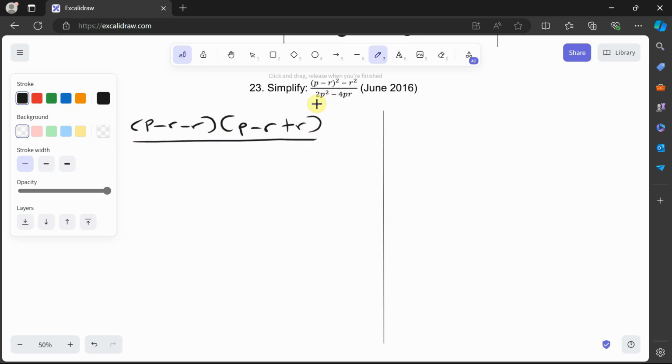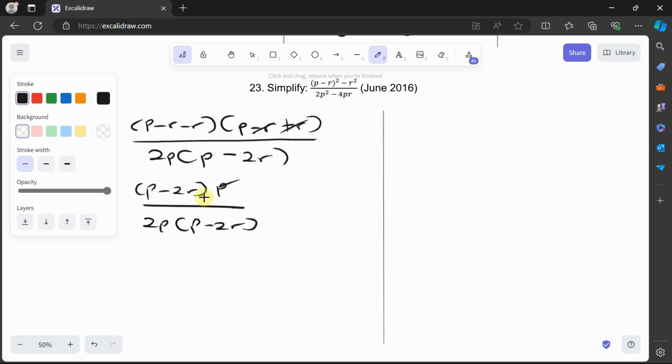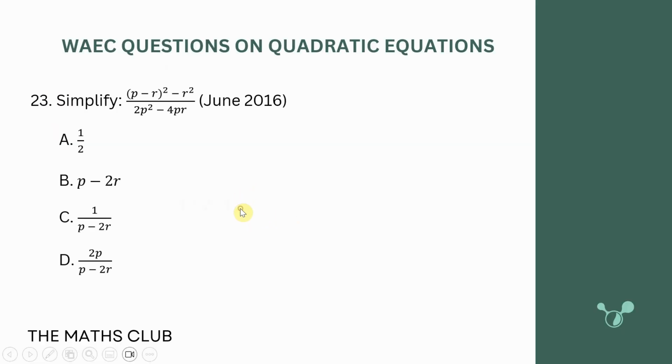From this bottom here, I can factor out some things that are common. 2 is common in both of them, and p is common in both of them. So if I factor out 2p, squared divided by 2p will give me p, minus 4pr divided by 2p will give me 2r. So let's simplify this top. P minus r minus r will give me p minus 2r, and p minus r plus r, this will cancel, so we're left with p, all over 2p, open brackets, p minus 2r. P will cancel p, p minus 2r will cancel p minus 2r, we'll be left with 1 over 2. I hope when you solved it, you got 1 over 2. Let's check if we are correct. That will be option A.